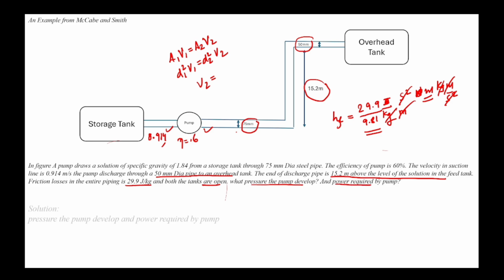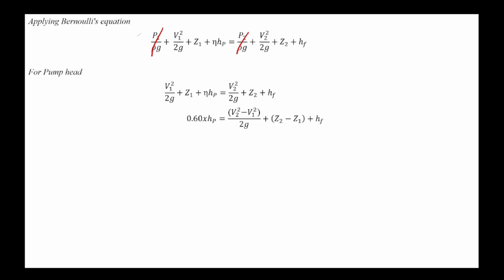Okay, so the very first thing, we have to calculate the pressure the pump develops and the power required by the pump. Okay, applying the Bernoulli equation. So see, first we will calculate the pump head. For pump head, since both the tanks are open to the atmosphere, P1 and P2 will cancel out because both the tanks are experiencing atmospheric pressure. So the final equation will be like this. Okay, so putting the values, rearranging and putting the values, this equation is important. So efficiency is 60%, we have to calculate the pump head.